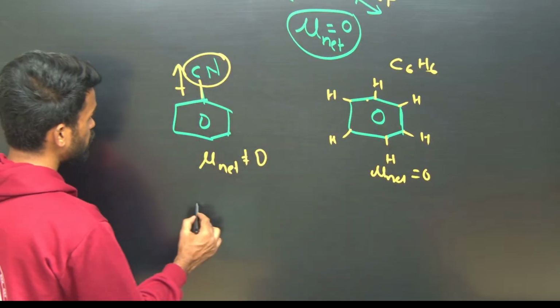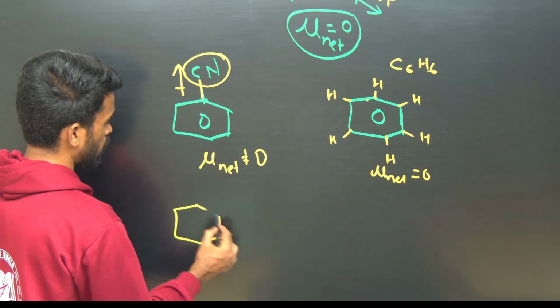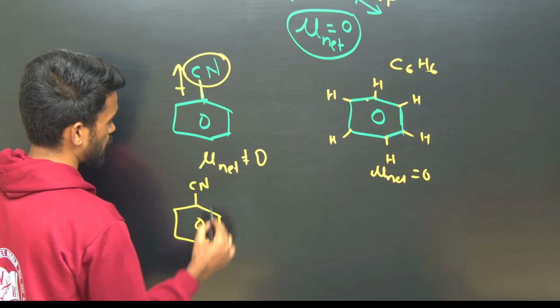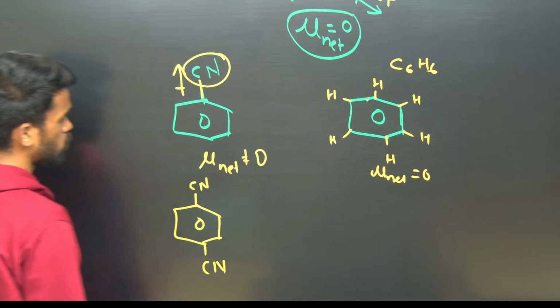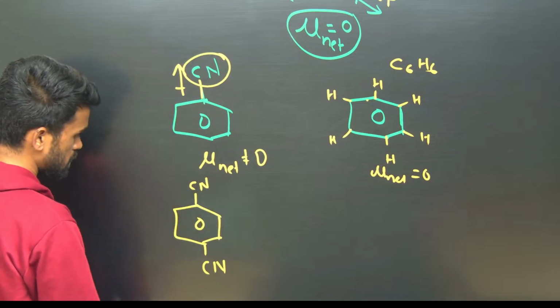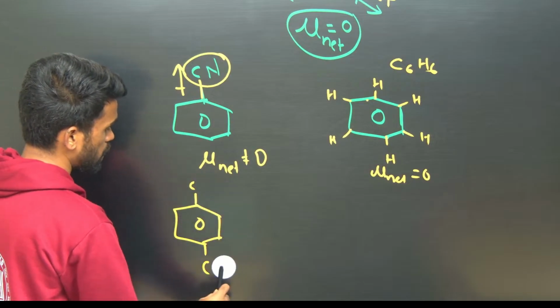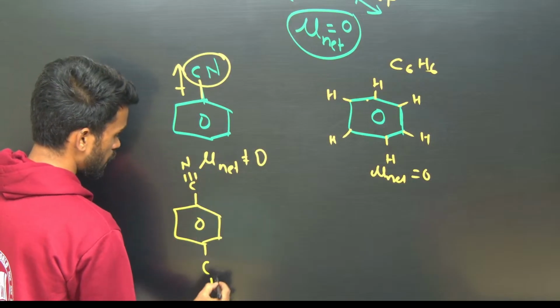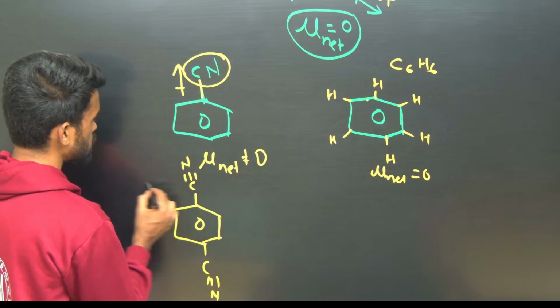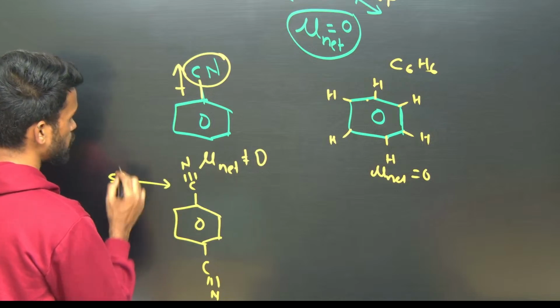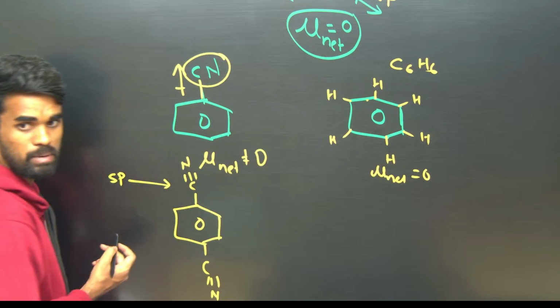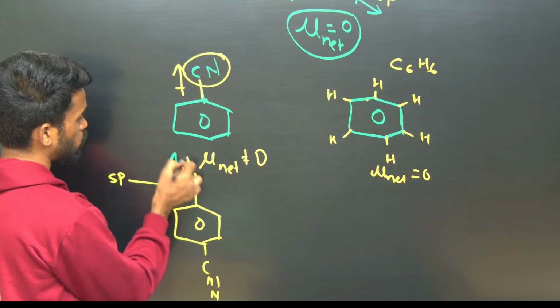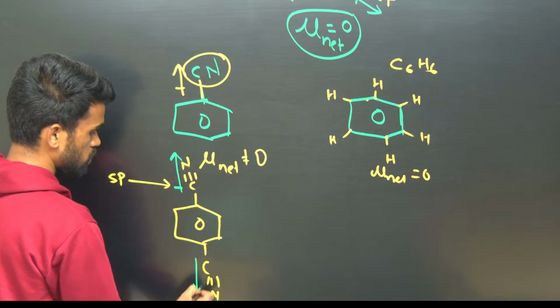Now if I place the same groups at the para position, look here: the cyano group, which is cyanide, has what hybridization between carbon and nitrogen? We have 3 bonds like this, so it is sp hybridized. sp hybridized means linear, so the dipole moment moves like this and here also moves like this.